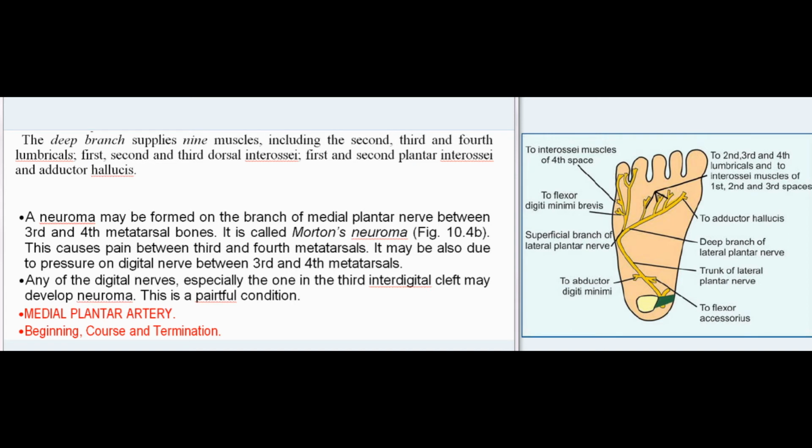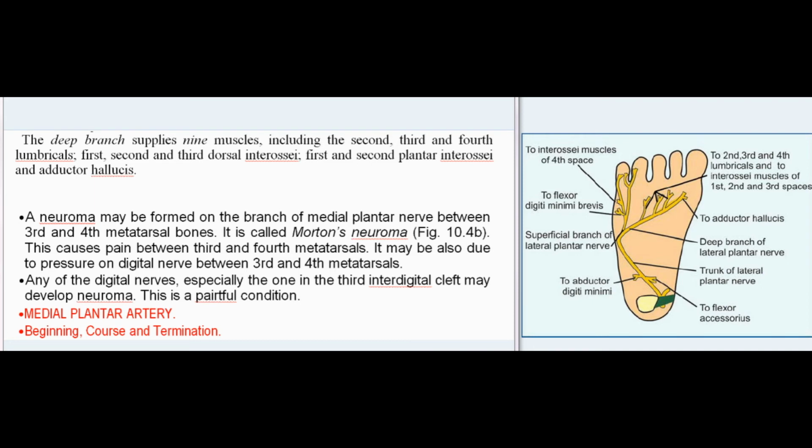A neuroma may be formed on the branch of the medial plantar nerve between the 3rd and 4th metatarsal bones. It is called Morton's neuroma, Fig 10.4b. This causes pain between the 3rd and 4th metatarsals. It may also be due to pressure on the digital nerve between the 3rd and 4th metatarsals. Any of the digital nerves, especially the one in the 3rd interdigital cleft, may develop a neuroma. This is a painful condition.